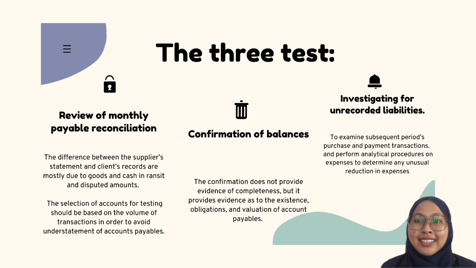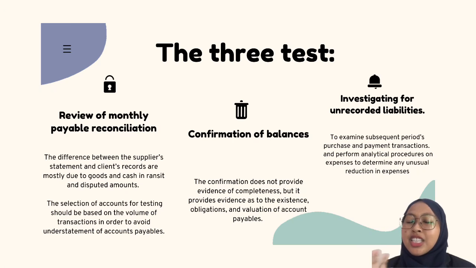These are the 3 tests included in the test of details of balance. First is review of monthly payable reconciliation. The differences between the supplier statement and the client's records are mostly due to goods and cash in transit and disputed amounts. Second, confirmation of balance. The confirmation does not provide evidence of completeness, but it provides evidence as to the existence, obligation, and valuation of account payables. Third is investigating for unrecorded liabilities.